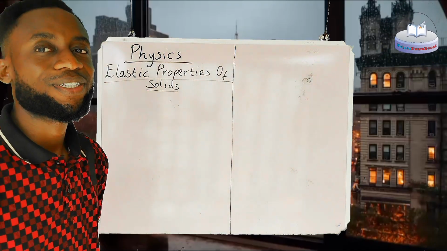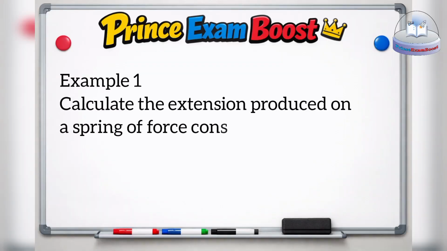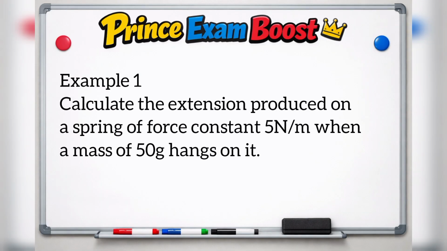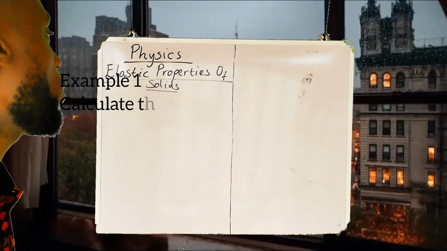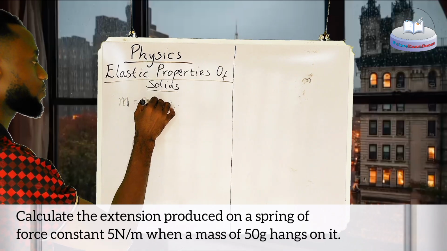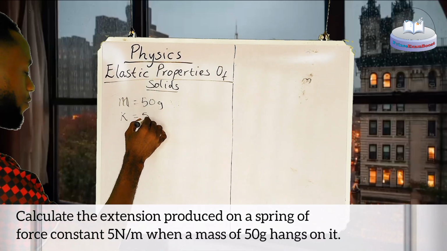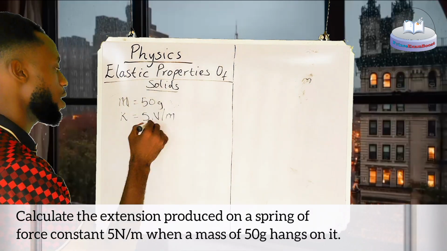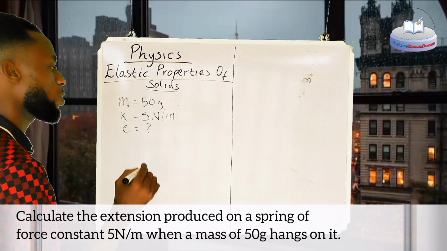Alright, now let's look at the first example on the screen. The question is asking for the extension produced on a spring whose constant is 5 Newton per meter when you use a mass of 50 grams. So if we are bringing out our parameters, the mass used is 50 grams, the spring constant is 5 Newton per meter, and we are asked for the extension.